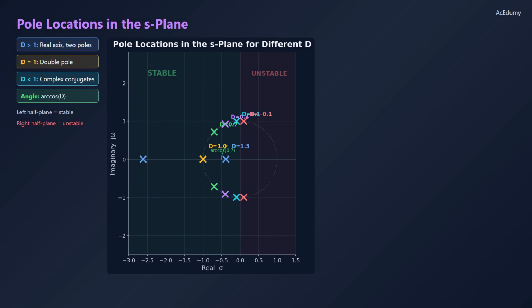Poles in the left half-plane guarantee stability. Poles on the imaginary axis produce sustained oscillation, and poles in the right half-plane cause instability. The further left the poles, the faster the response decays.